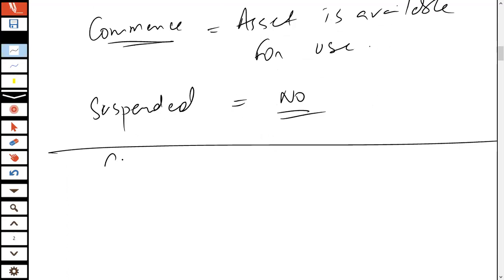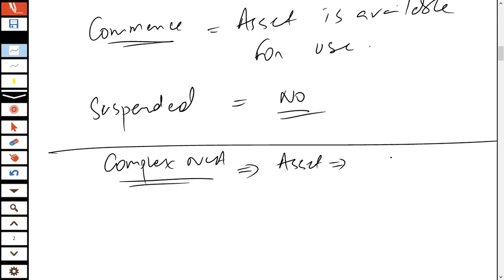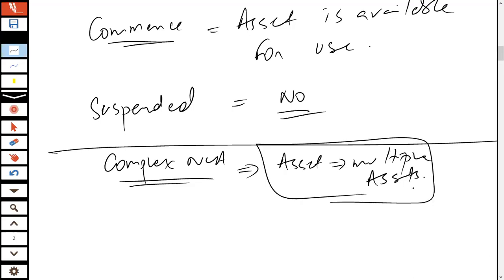At times, what happens is you have got a complex non-current asset with you. What do you mean by complex non-current asset? An asset which is itself made up of multiple assets. So if you have got an asset which is itself made up of multiple assets, that is going to be considered as a complex non-current asset.